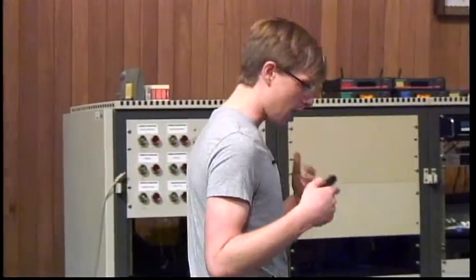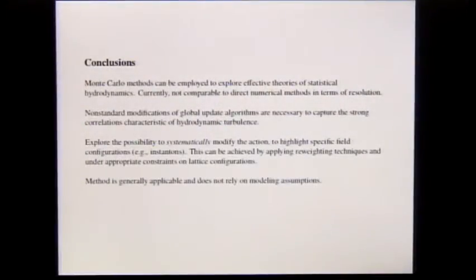So I pointed out that in contrast to usual applications of the hybrid Monte Carlo, for instance, in the context of lattice QCD, we need non-standard modifications of the update algorithm to even be able to sample these systems. So you could say that turbulence, I'm sure most of you have known this for a while, is a lot more difficult than QCD. In this sense, this is nothing else than the statement that we really have to cover a large range of scales to really resolve what is going on in the inertial range.